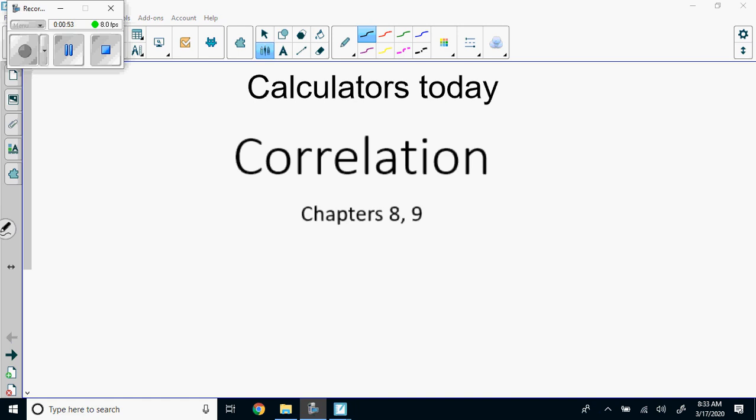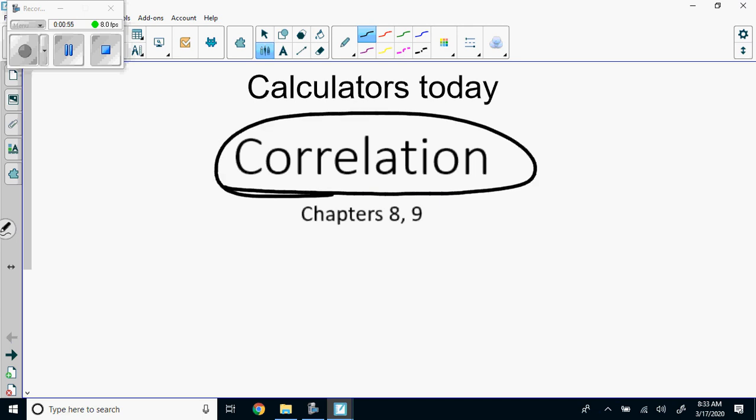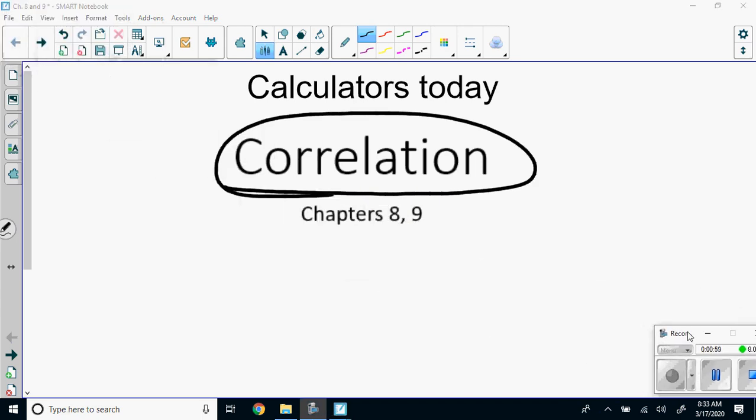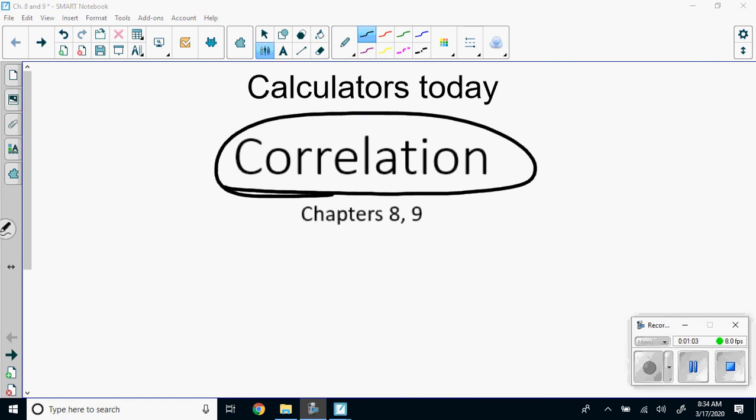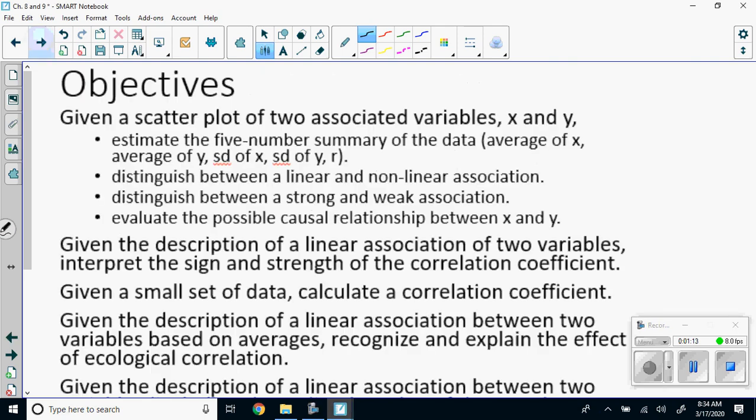So chapter 8, we're going to cover correlation. You guys have talked about correlation in the past, and the main thing you probably remember is correlation is not causation, or association is not causation, and we've talked about that quite a bit. We're going to continue talking about that today.